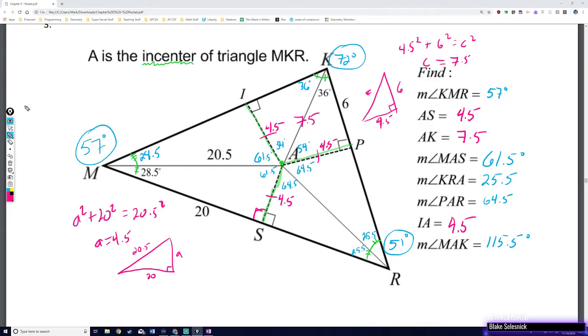Sound good? This one okay? We got it? Makes sense?